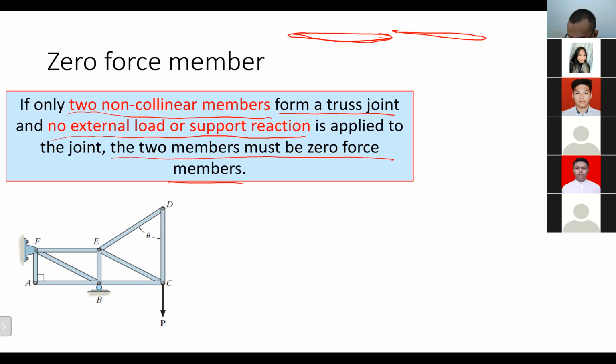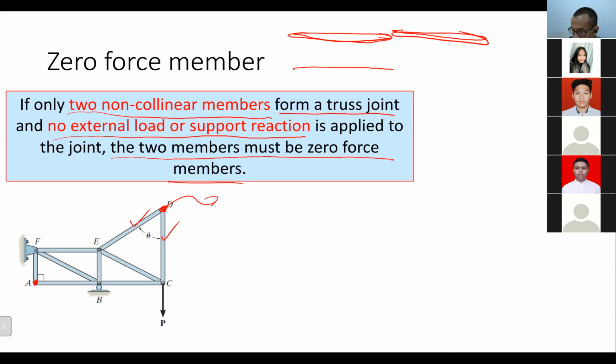Yeah. So actually, the one like that, FB and BC, perhaps? And DC, and FB. No. One is like this. Can you see those two joints? Those two joints consist of two members. For example, take a look at joint D. It consists of member DE and member CD. And those two members are non-collinear, right?